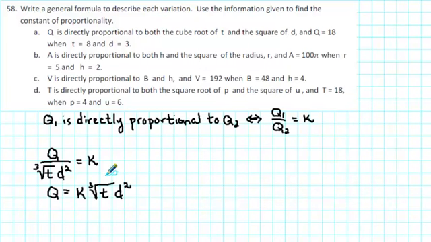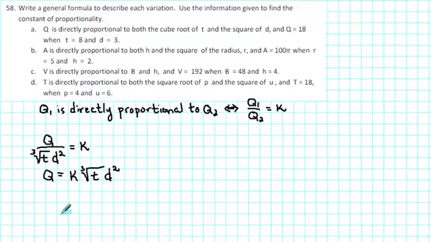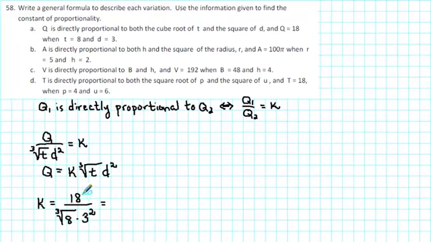To find the constant of proportionality, we'll use the constant of proportionality formula and substitute 18 for Q, 8 for t, and 3 for d. We get 18 over the cube root of 8 times the square of 3. The cube root of 8 is 2. The square of 3 is 9. 2 times 9 is 18, and 18 goes into 18 one time. So the constant of proportionality is 1.